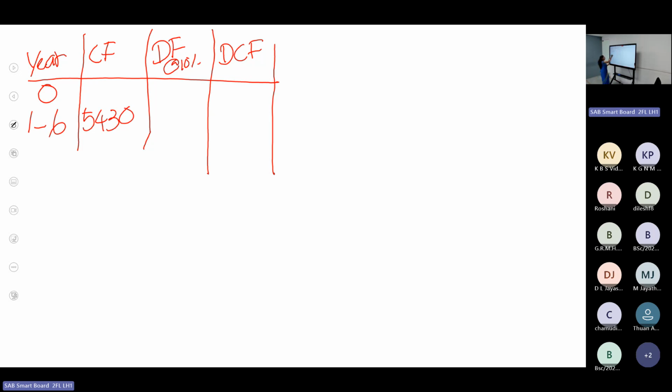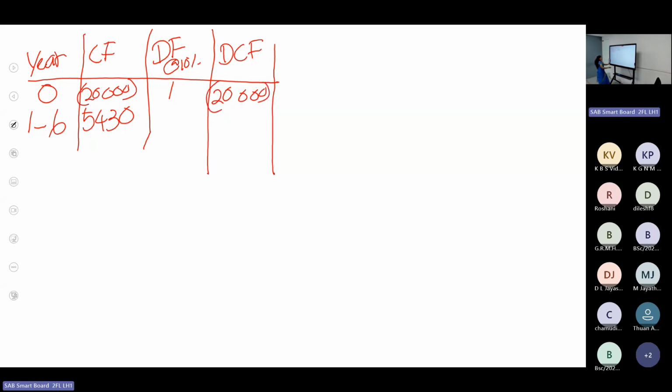Good. Right. Year 0, how much is the cash flow? 20,000. Is that 20,000? 20,000 minus 20,000. Year 0, discount factor is 1. So therefore, obviously, you are going to have a minus 20,000.